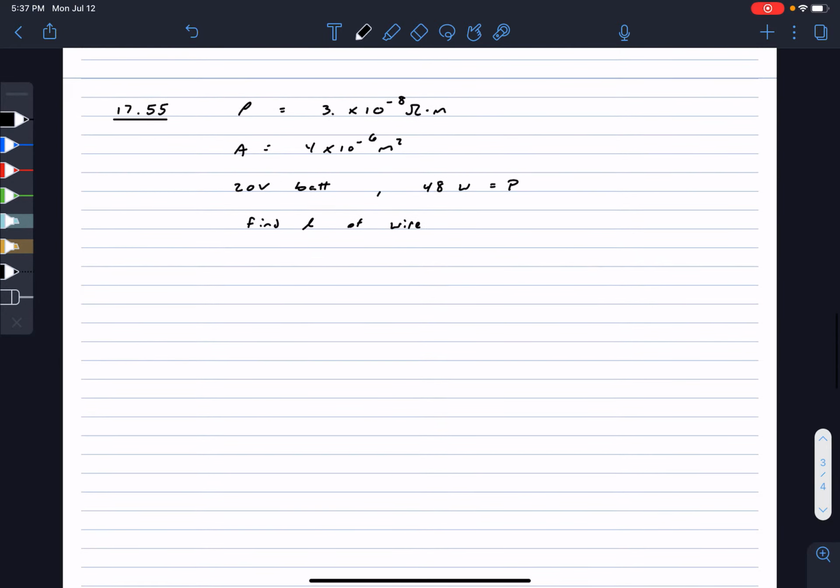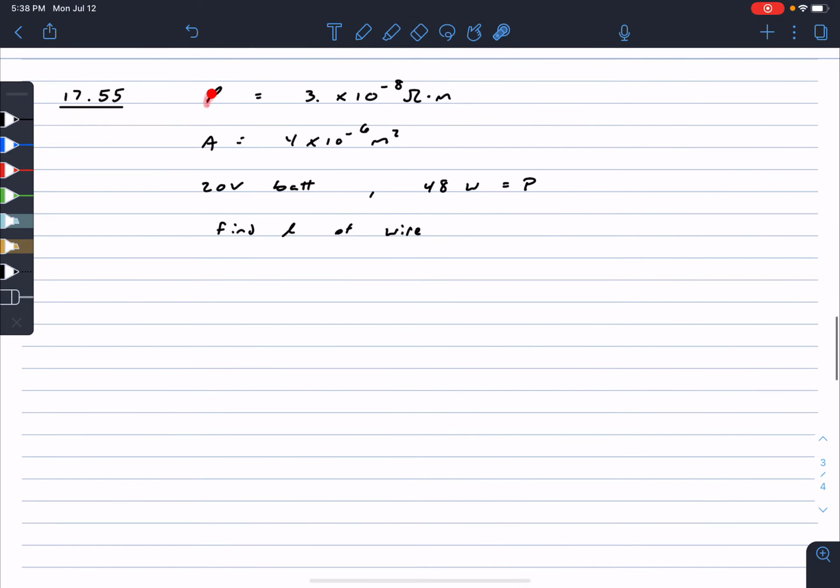Okay, next problem. 1755. Actually have it written down here. So we're given that we have a wire with a specific resistivity, 3 times 10 to the negative 8 ohm meters. It has a cross-sectional area of 4 times 10 to the negative 6 meters squared. We apply a 20-volt battery to it, and we expect it's going to develop 48 watts of power. So what is the length of wire required for this scenario?